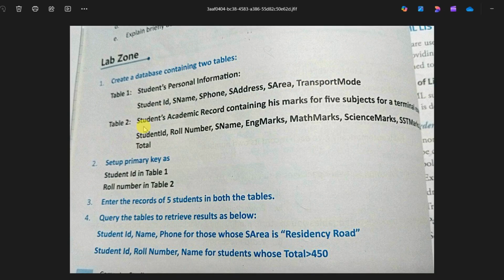And in table 2, we have to add student ID, student roll number, student name, his or her English marks, math marks, science marks, SST marks, and the total marks they have got. And in table 1, we have to set student ID as the primary key, and in table 2, we have to set roll number as the primary key.